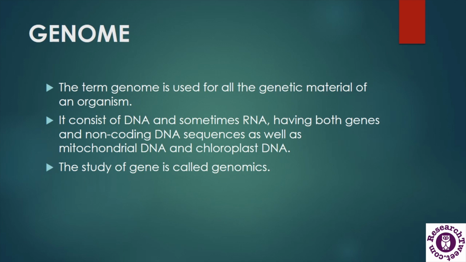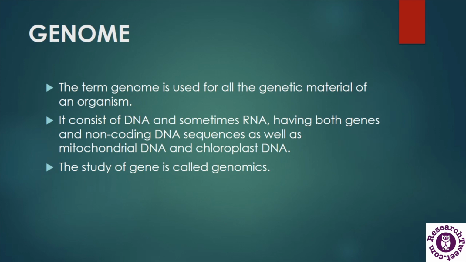In the case of several RNA viruses, the RNA molecule acts as the hereditary material, but most of the cellular organisms have DNA as the genetic material. So the genome consists of DNA and sometimes RNA, and it has both genes and non-coding DNA sequences, as well as mitochondrial DNA and chloroplast DNA. Basically, the genome of a particular organism consists of all the genetic material of the cell or of the organism.